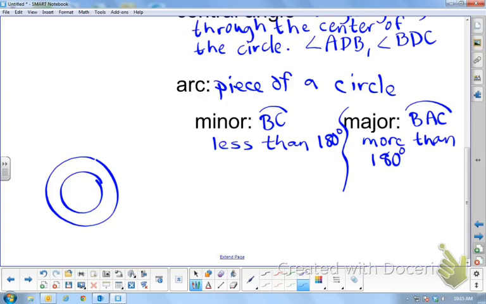Does anyone know what I mean by a semicircle? What would a semicircle be? Half of a circle. And then, what would I mean by, Chris? Still need you to be quiet. Anyone know what I mean by adjacent arcs? What does adjacent mean? Next to. Okay? So it would be 2 arcs next to each other. Okay, so we have a couple examples to go through.